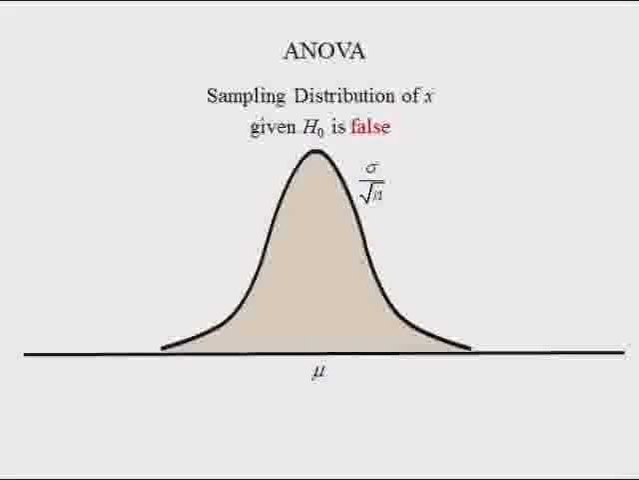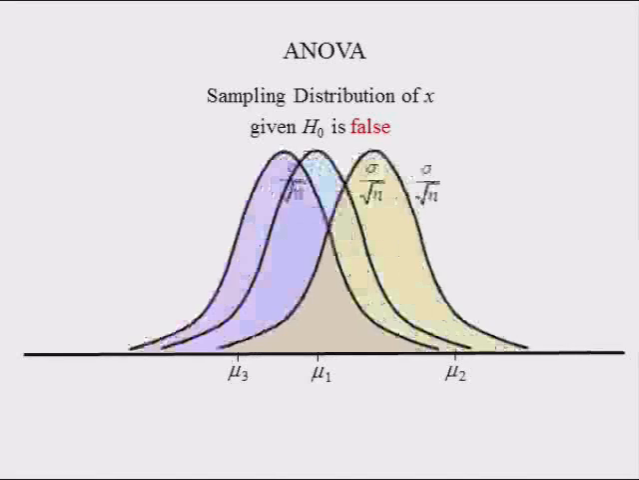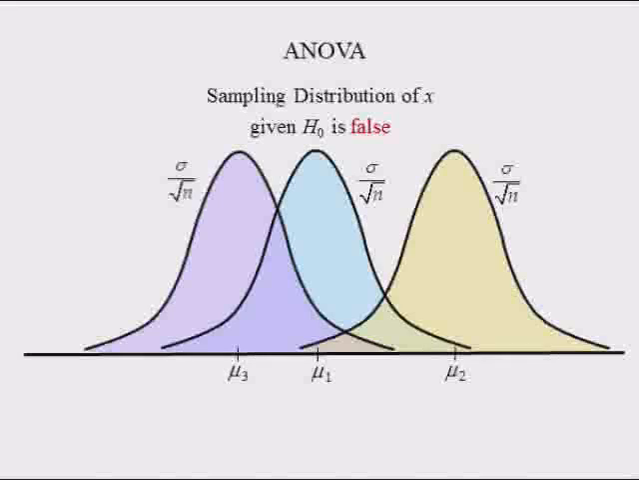If the null hypothesis, all population means are equal, is false, then population means mu1, mu2, and mu3 won't be equal. Notice that the ANOVA assumption that the populations all have the same variance is true in this graphical example, because the sampling distribution's variance is equal to sigma squared divided by n, or the sampling distribution's standard deviation is equal to sigma divided by the square root of n for all three populations.